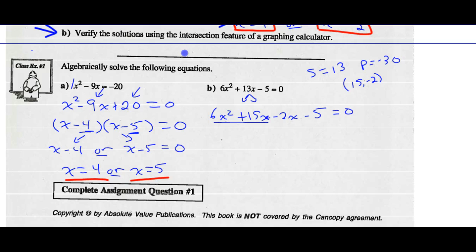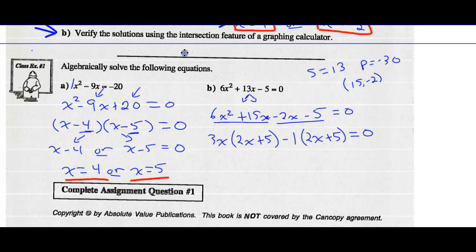I now factor by grouping. The common factor of my first two terms is a 3x. Divide both terms by 3x, I get 2x plus 5. Look at my last two terms. The common factor there is only a -1. Divide both terms by -1, I get 2x plus 5.